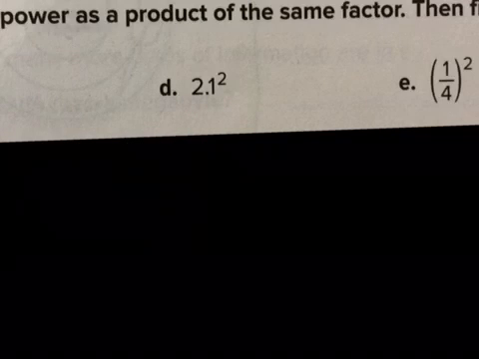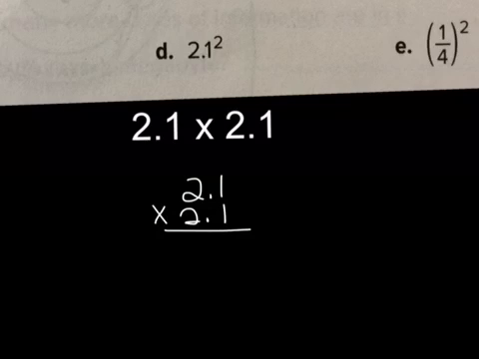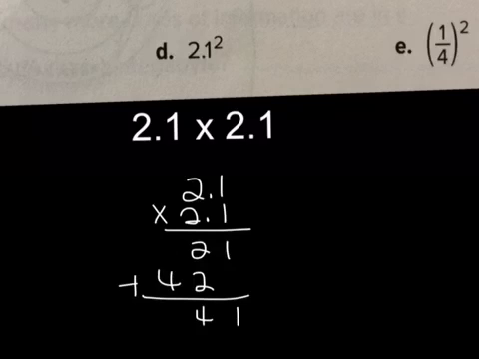Let's try that with 2.1. So we have 2.1 times 2.1 because it's squared. It's 2 of them. Okay, what's 2.1 times 2.1? Let's multiply it. 1 times 1 is 1, 1 times 2 is 2, 2 times 1 is 2, and 2 times 2 is 4, right? And then we add it. We have 1, 4, 4 when we add it. Where does my decimal go? I count 1, 2 places, and I get 4.41. 4.41 is my answer.